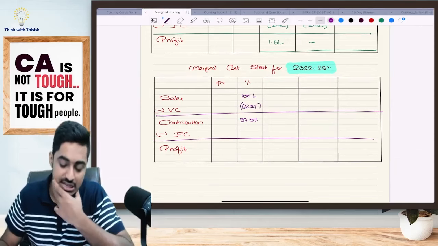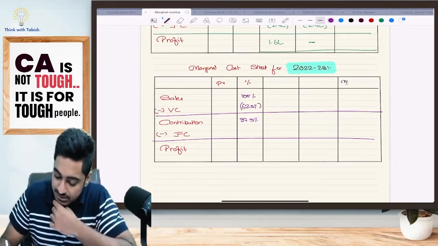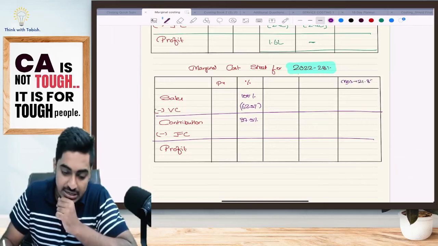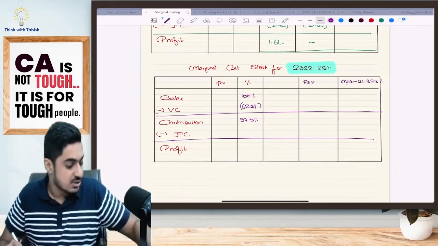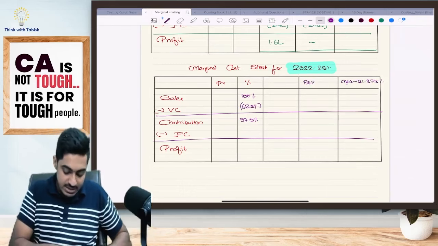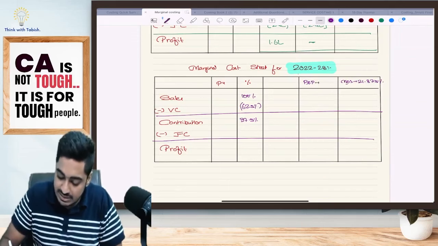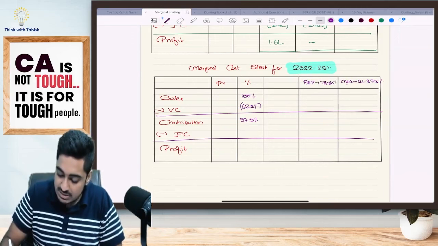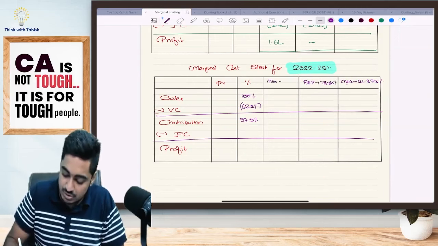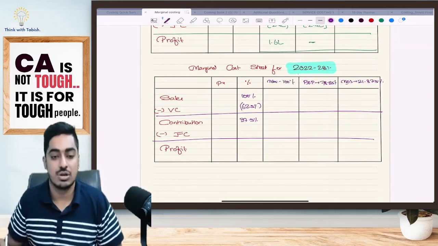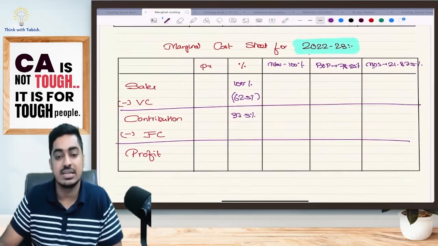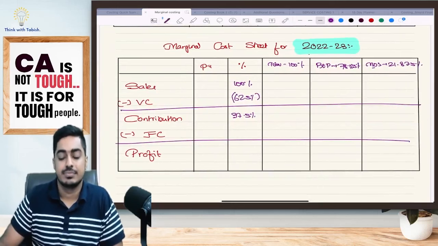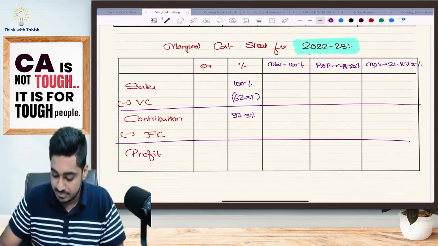Then what more is the question telling? The question is telling that my margin of safety is 21.875%. Okay, great. That means how much should be my BEP? Sir, total should be 100. If margin of safety is 21.875, BEP should be 78.125. Yes or no everyone? Till here, is this clear? Everyone, give me a confirmation. Yes sir.